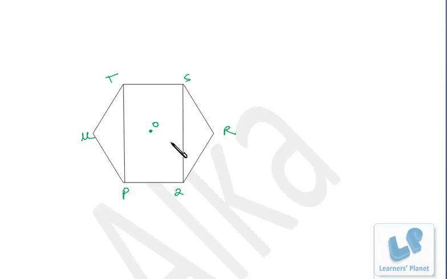So precisely a hexagon is a combination of 6 equilateral triangles, right? With each vertex, if we join, we'll be getting 6 equilateral triangles. Now assume the area of each equilateral triangle is 1 unit. That means the total area of this hexagon is 6 unit. Right? Now we have to find out the area of this PQST.